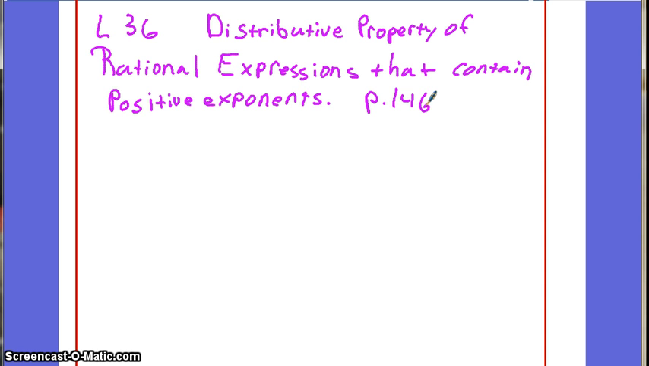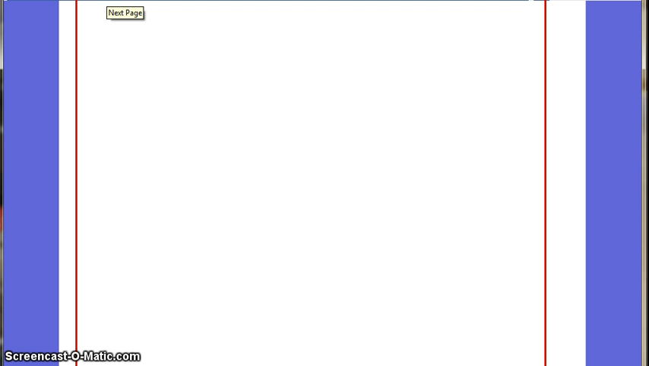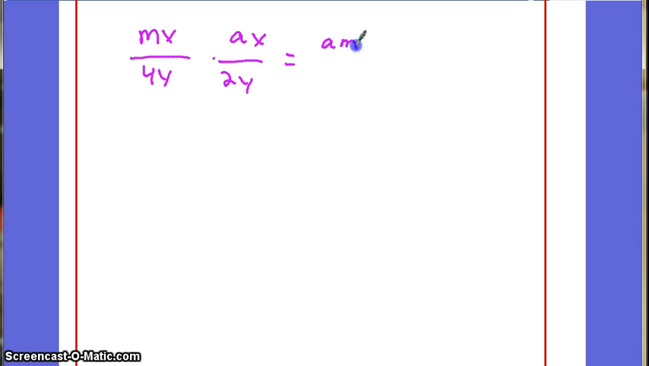For example, what we've been doing in the past is when we multiply two fractions, we multiply the numerators to get a new numerator and the denominators to get a new denominator. For instance, 2/3 times 5/7 equals 10 over 21. Since variables stand for unspecified real numbers, all the rules for real numbers apply to these variables. And since that's the case, fractions that contain variables are multiplied using the same rule. So m x over 4y times a x times 2y equals a m x squared over 8y squared.